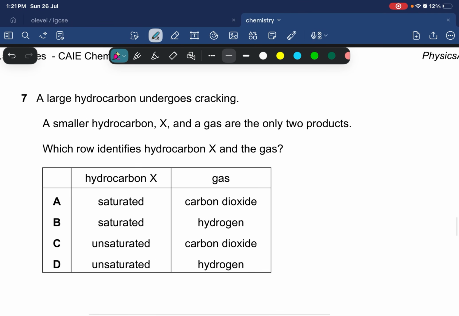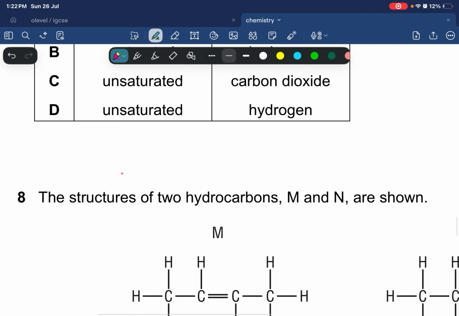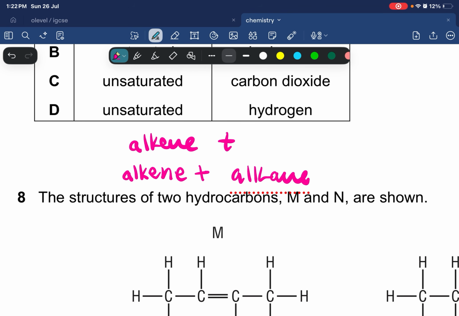A large hydrocarbon undergoes cracking. Cracking means you have a large chain and you break it down into smaller hydrocarbon X and a gas, which are the only two products. Oh my god, you're forming a gas in cracking. Always remember, whenever you crack things, there are three things you can form. Either you can form an alkene plus an alkane, or you can form an alkene plus hydrogen gas.